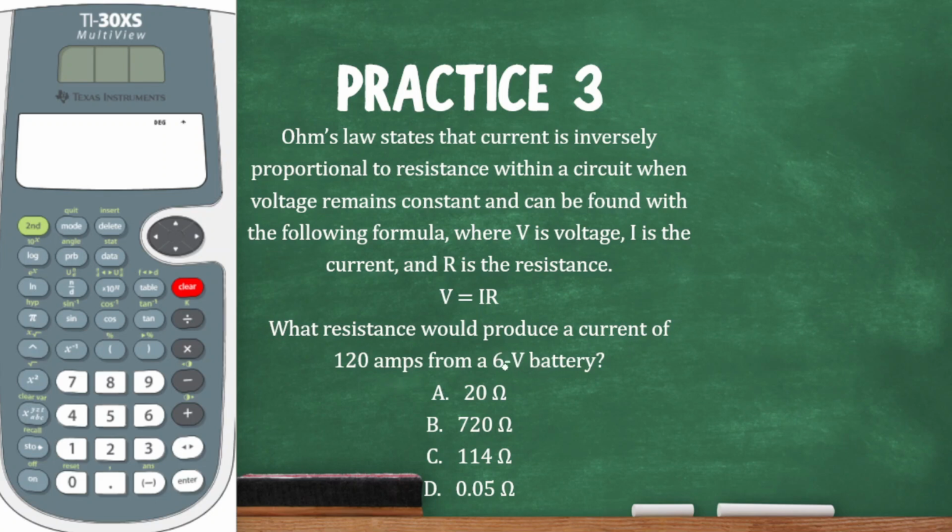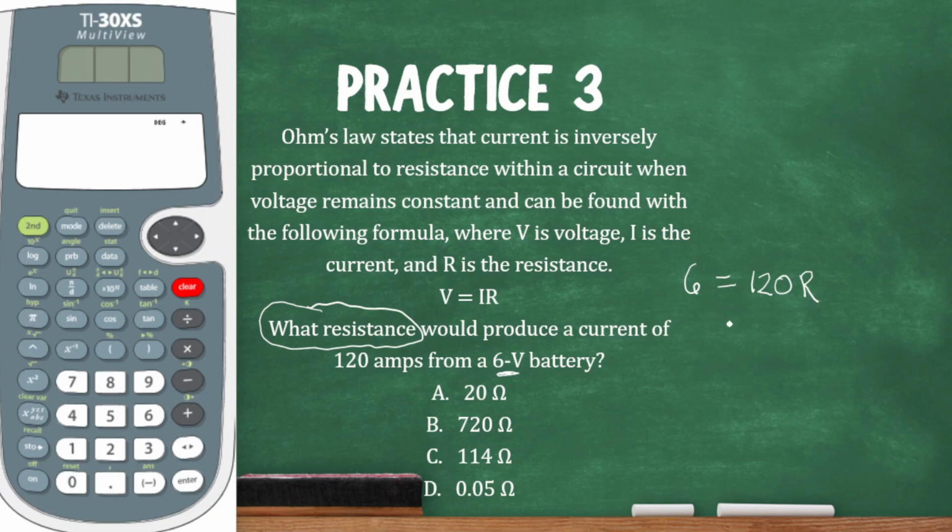Let's plug in what we know. So 6 is the volts, that's the V part. So let's put that in here. And then the current of 120 amps. So 120 is the current, and it tells me here that I is the current. So I'm going to put that here. And then I'm looking for the resistance. What resistance would produce a current? So R is what we're looking for.